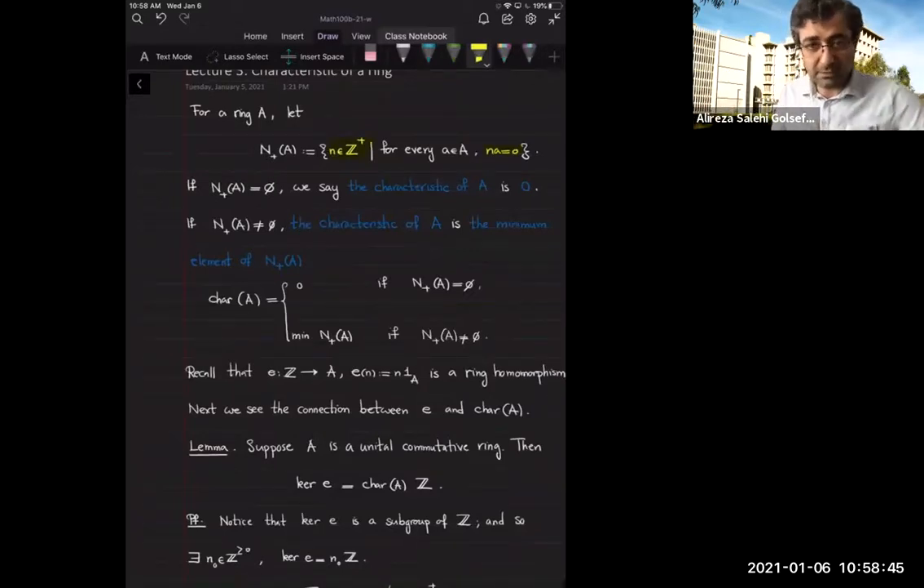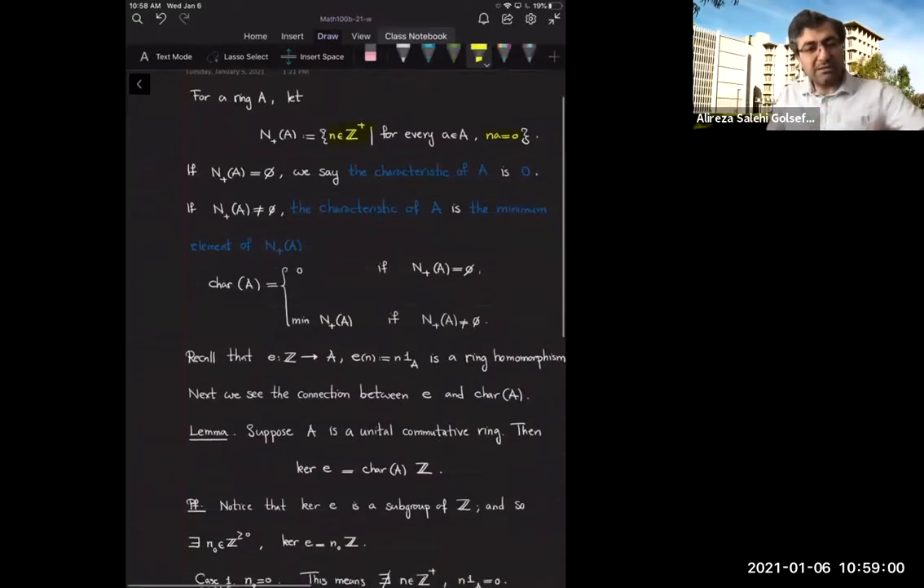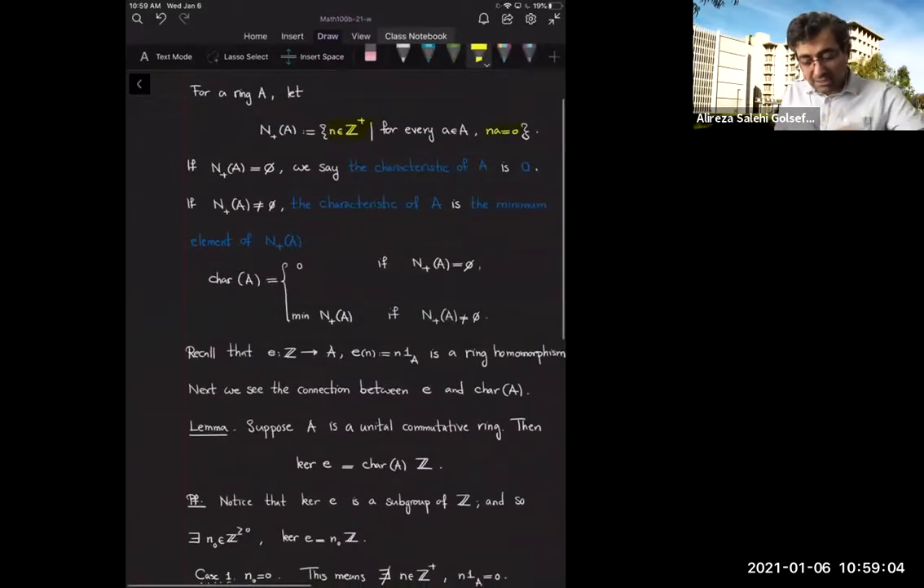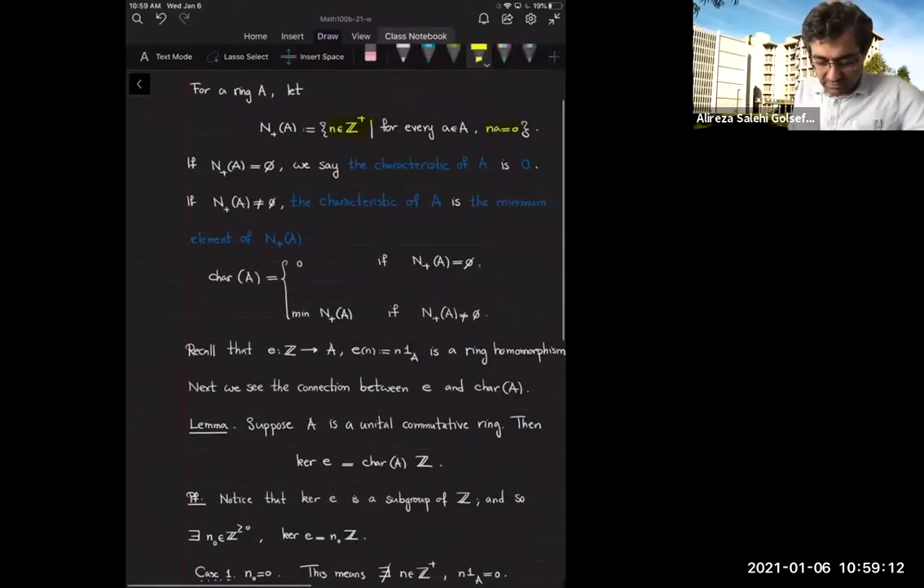This set can be empty. If this set is empty, we say that the characteristic of A is 0. If this set is not empty, then by the well-ordering principle, it has a minimum. So this way we can define the characteristic of a ring. The characteristic of a ring is 0 if this set is empty, and it is the minimum of this set if it is not empty. So this is how we define the characteristic of this ring.